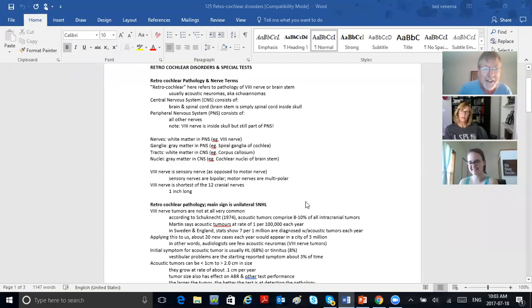Now look over here, look at these four words. Nerves: white matter in the peripheral nervous system, e.g. the eighth nerve. Ganglia: gray matter in the peripheral nervous system, for example, spiral ganglia of the cochlea. Then you'll see two other words, tracts and nuclei. Tracts are white matter in the central nervous system, for example, the corpus callosum.